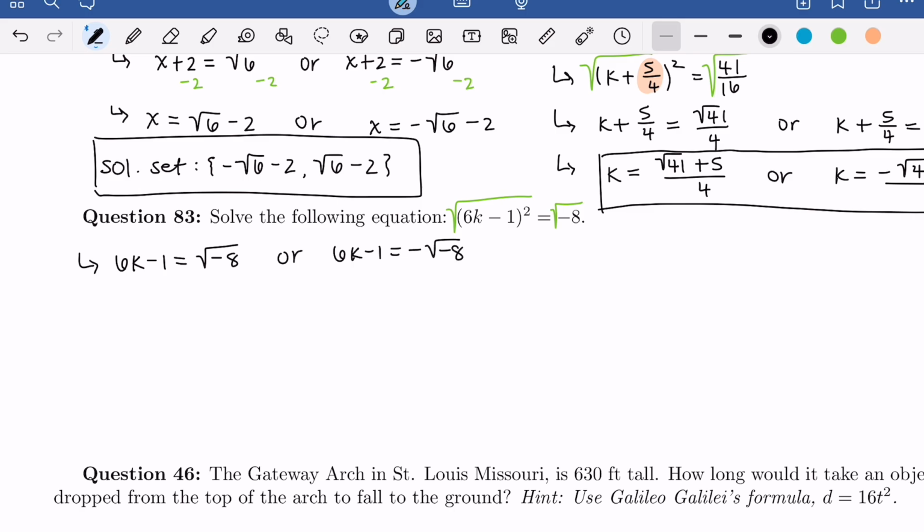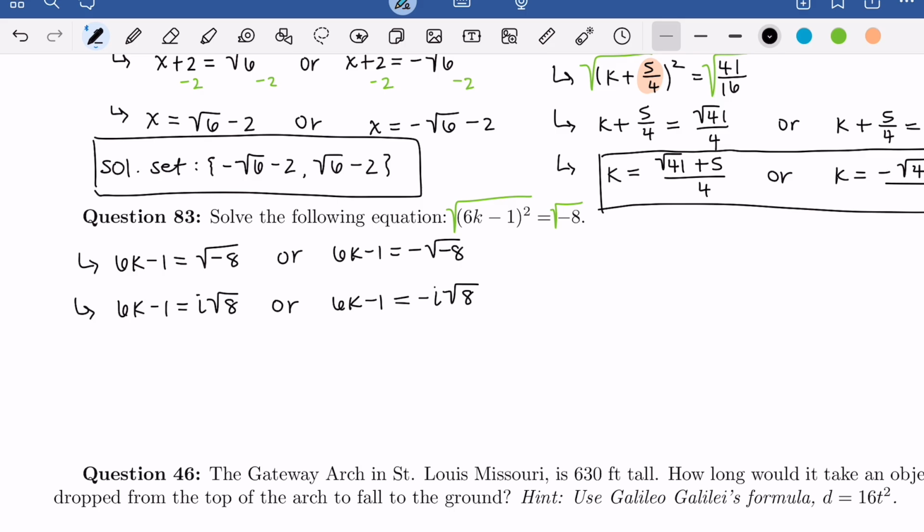Now from here, let's first rewrite this with our imaginary numbers. So we're going to have i times the square root of 8, or negative i times the square root of 8. All right, so from here, we're just going to solve for k.